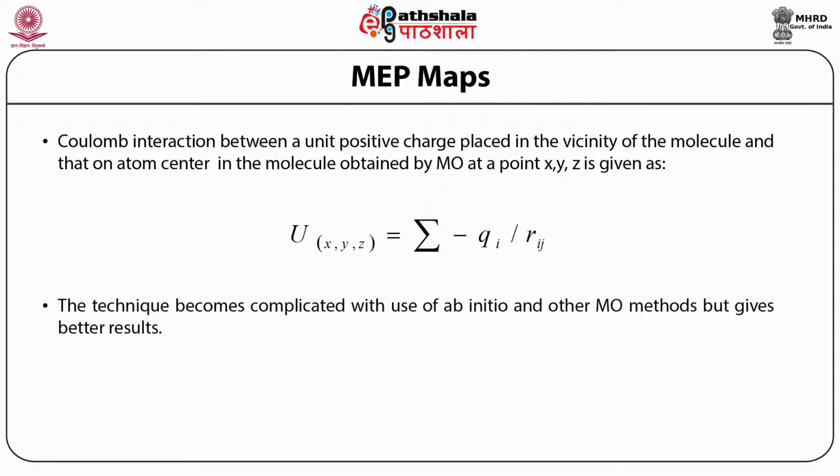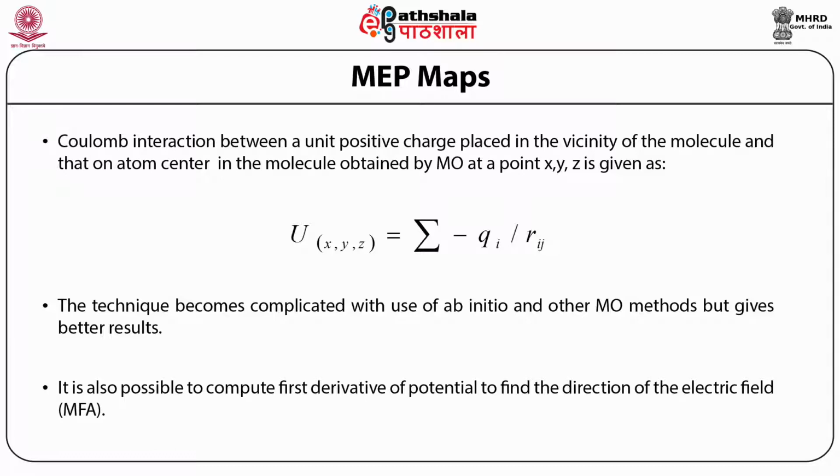The technique becomes complicated if we use ab initio and other molecular orbital methods, but it gets better because it gives better result. The reason is, in molecular orbital, the charges are not centered on the atom center, but it is a cloud or distribution, and the MO vectors are used for calculation of this function, potential energy function U. It is also possible to compute first derivative of the potential energy and find the direction of the electric field, MFA, which is very useful.